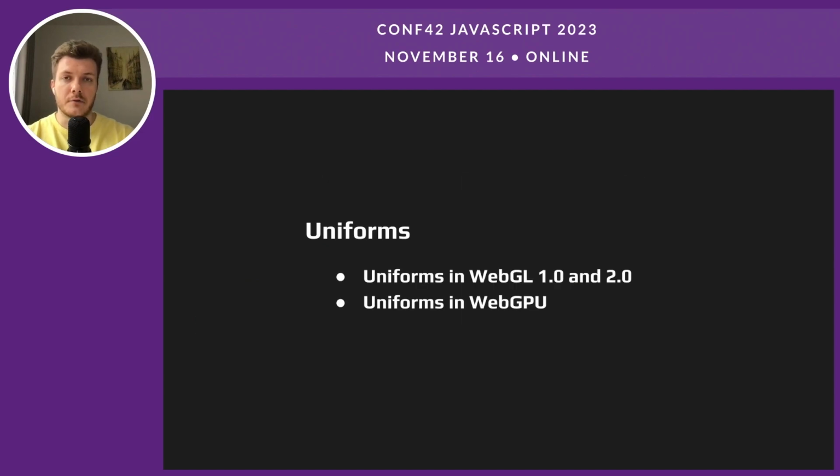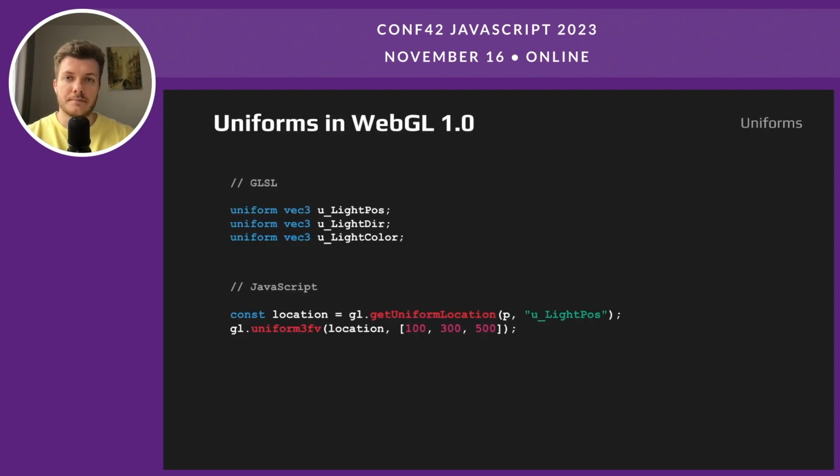Let's now compare uniforms in WebGL and WebGPU. Uniform variables offer constant data that can be accessed by all shader instances. With basic WebGL, we can set uniform variables directly via API calls. However, this approach is straightforward, but necessitates multiple API calls for each uniform variable.